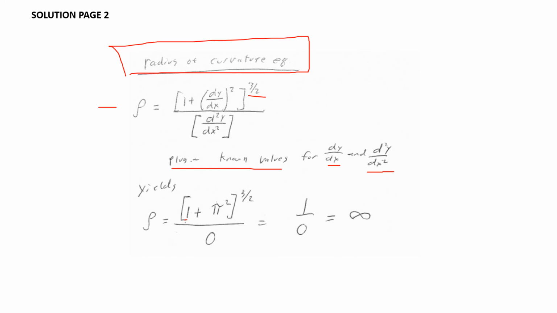Well, we have our top value over here. This simply becomes 1 plus pi squared to the 3/2 power. All over, though, our bottom term, our d squared y over dx squared, is 0. So 1 over 0 becomes infinity. So our radius of curvature, our rho, is equal to infinity.